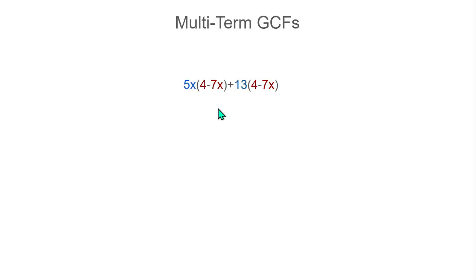Here we see that both terms in the binomial, 5x plus 13, are being multiplied by the entire binomial 4 minus 7x separately. If we wanted to factor this expression, the GCF would be the binomial 4 minus 7x. So when we pull it out, we would have to remove it from both terms. Doing so leaves us with an expression of two binomials being multiplied together. From here on out, this is what factored form will refer to.